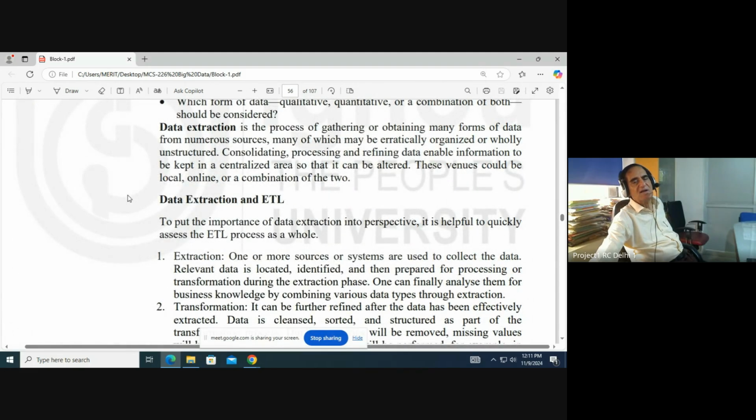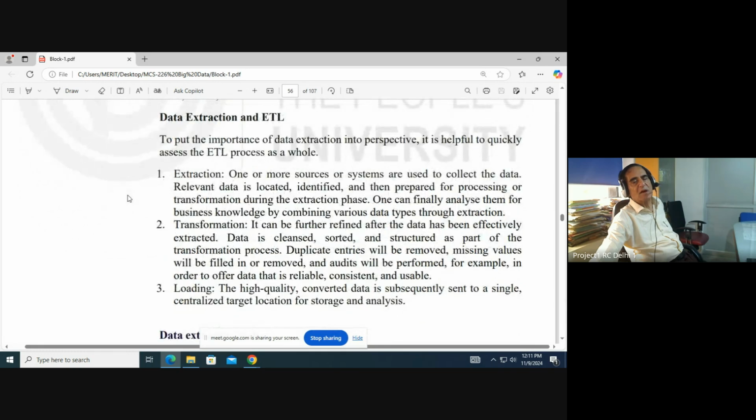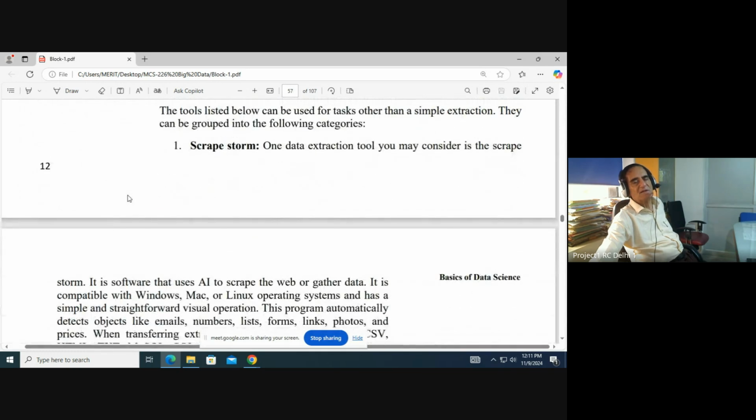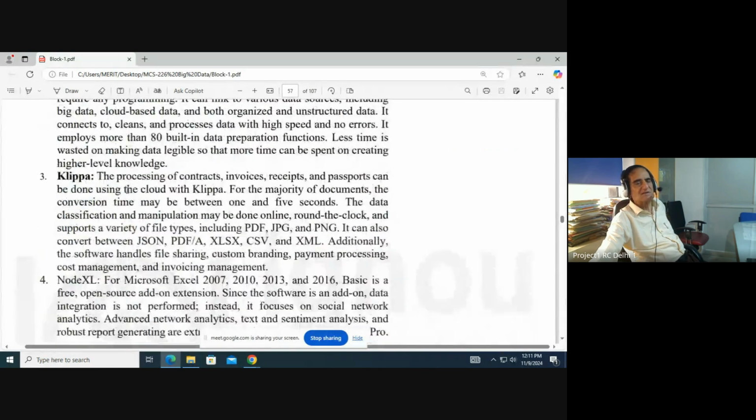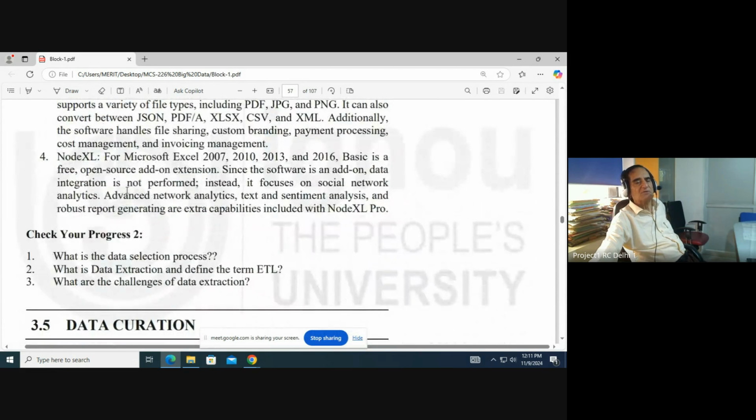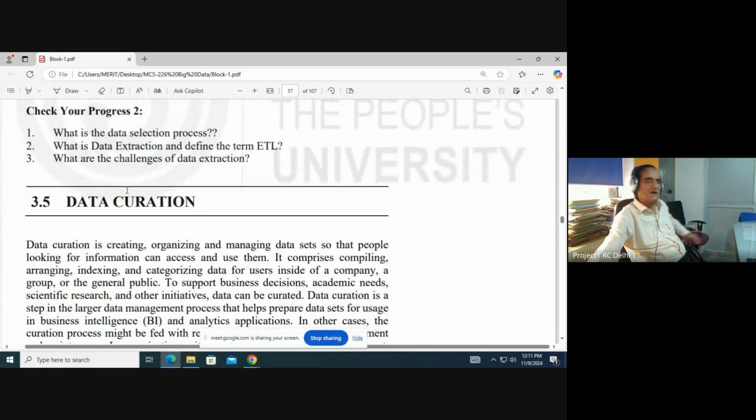How to do it? These are important things, but you can just go through that. Altair Monarch is a desktop-based self-service tool and doesn't require any programming. It can link to the various data sources, etc. Klippa is for the processing of contracts, invoices, receipts, and passports, which can be done using the cloud. So these are the types of things. Data curation now. Curation is creating, organizing, and managing data. That's important.